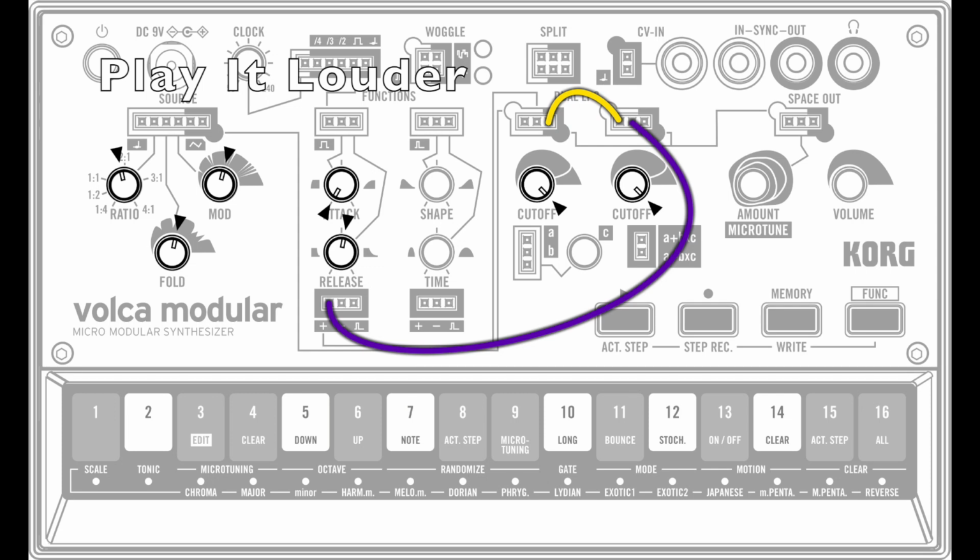Play it louder. This is a patch which shows how you can amplify the volume of most patches that you make by duplicating the signal from LPG1 into LPG2. We used this technique previously with the sub-bass patch, and we're going to look at it again now a bit more specifically.